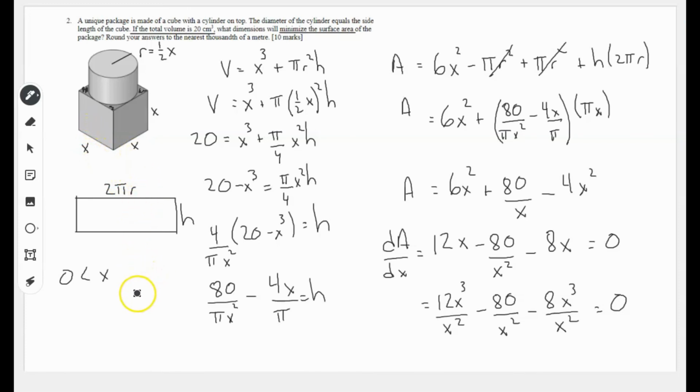So that's definitely minimizing, but way too much. And it's also going to be less than, well, if we only had the cube, if it's 20 cubed, you can think of that as the cubic root of 20.